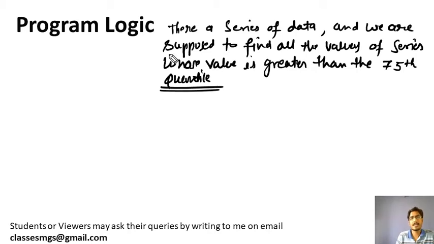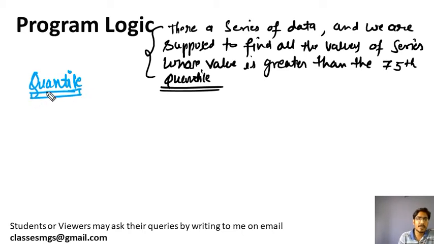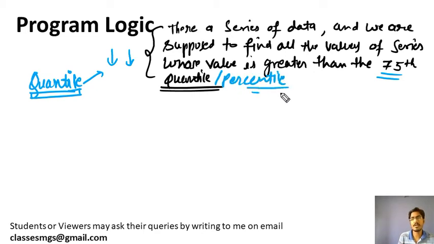Before starting this problem, you should understand this terminology: quantile. What is quantile? If you know what a quantile is, then only you will be able to understand which method can help in Python to calculate it very quickly, and then you will be able to find the value of the 75th quantile, or percentile we can say, and build a logic that will filter out the values that are greater than the 75th quantile.